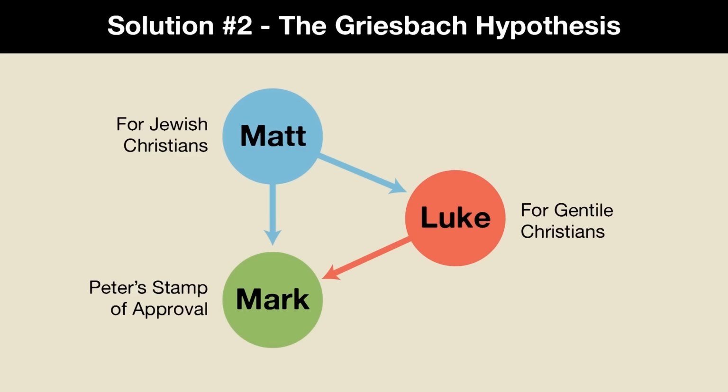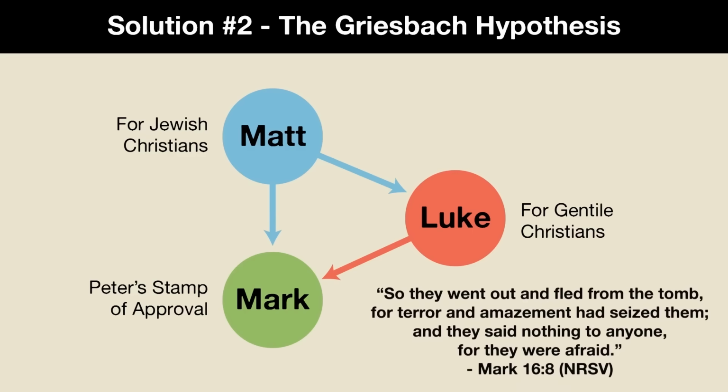But the main problem with the Griesbach hypothesis concerns Mark. If Mark wrote last and had Matthew and Luke as references, why did he leave out key events such as the birth story and the post-resurrection appearances? Note that the oldest manuscripts of Mark end with chapter 16, verse 8, in which three women discover the empty tomb and simply run away, afraid. Almost all scholars agree that verses 9 to 19 were added much later.